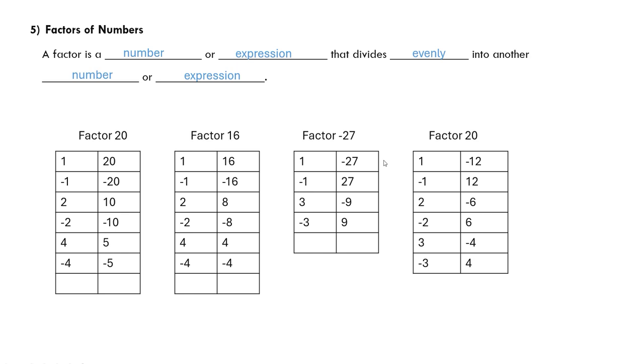Here we're asked to come up with the factors of negative 27, and these are 1 and negative 27, negative 1 and 27, 3 and negative 9, and negative 3 and 9. All of these pairs of numbers will multiply together to give us negative 27.